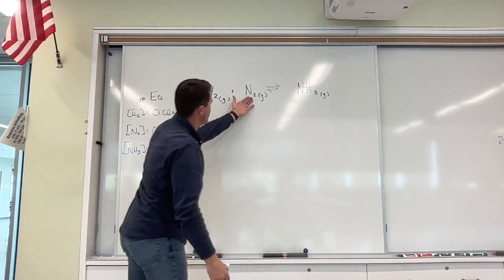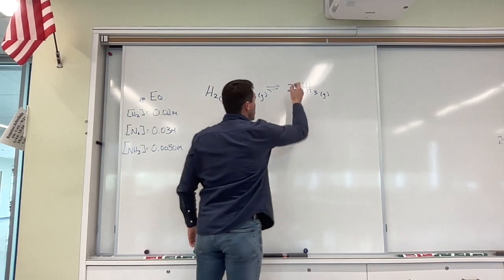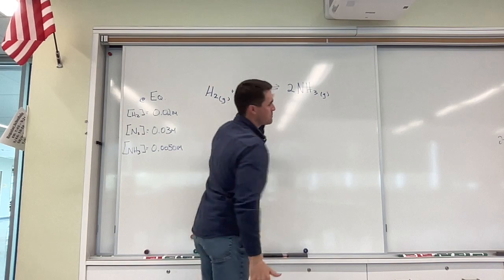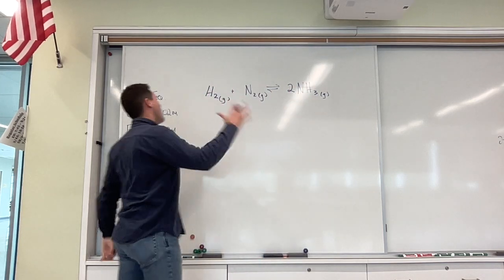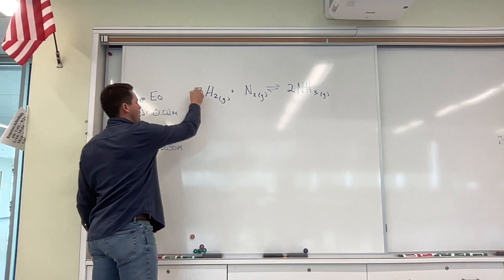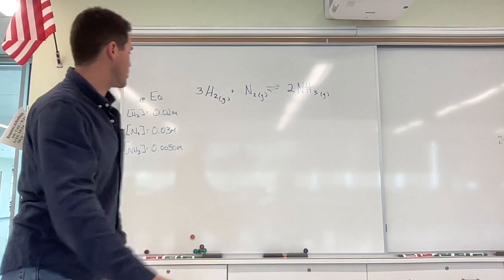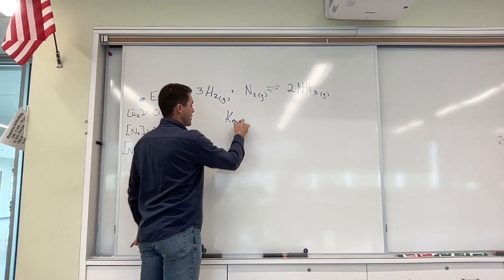I have got two nitrogens in my reactants and only one over here. I'm going to go ahead and throw a coefficient of 2 out front of that. When I do that, my nitrogens are balanced, my hydrogens are not. I've got 6 hydrogen particles over there, only 2 over here. I've got to throw a 3 out front. Once I've done this, now my equation is balanced, and now I can go ahead and write my Keq expression.